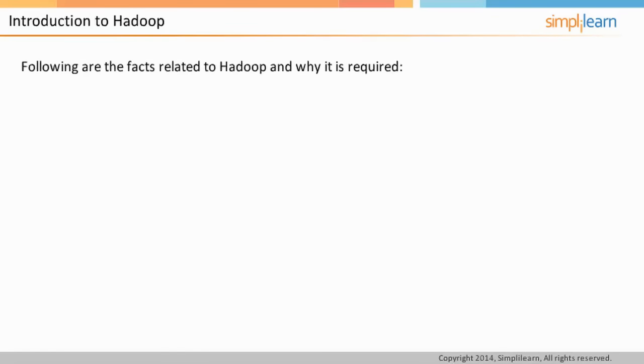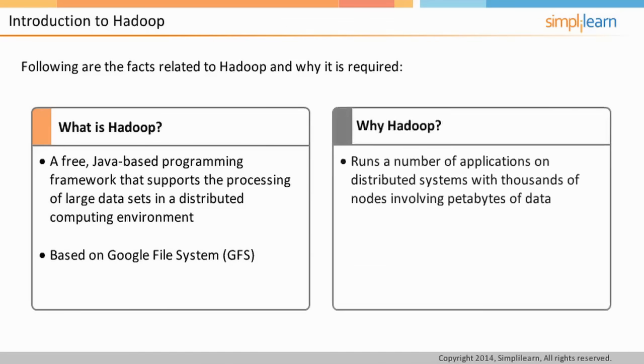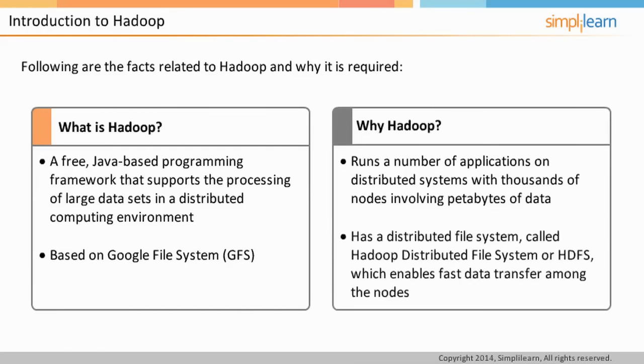Hadoop helps to leverage the opportunities provided by big data and overcome the challenges it poses. Hadoop is an open-source Java-based programming framework that supports the processing of large data sets in a distributed computing environment. Hadoop runs a number of applications on distributed systems with thousands of nodes involving petabytes of data. It has a distributed file system called Hadoop Distributed File System, or HDFS, which enables fast data transfer among the nodes. Further, it leverages a distributed computation framework called MapReduce. In the next screen, we will discuss the origin and history of Hadoop.